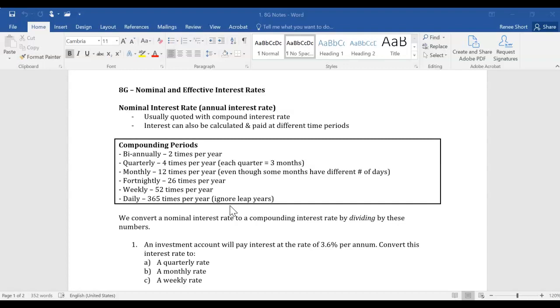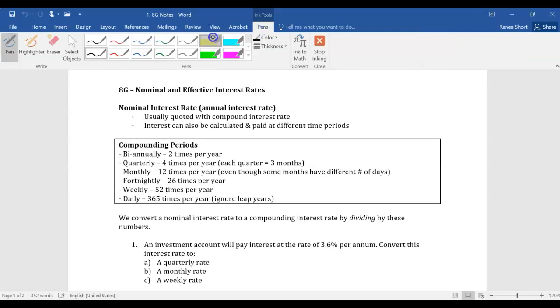Alrighty, team. So today we're going to go through nominal and effective interest rates. Nominal is really just another fancy word for annual interest rate. So far when we've been working with simple and compound interest, rates are generally given to us with PA on the end, which we know means per annum, so they're yearly rates. But as we know, sometimes interest gets calculated in different time periods.